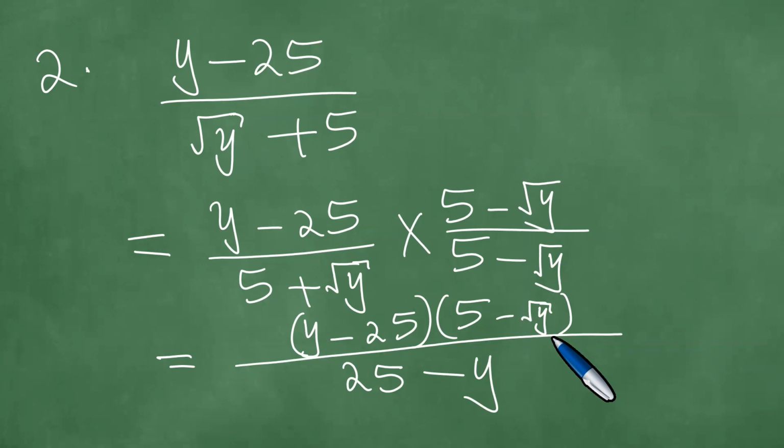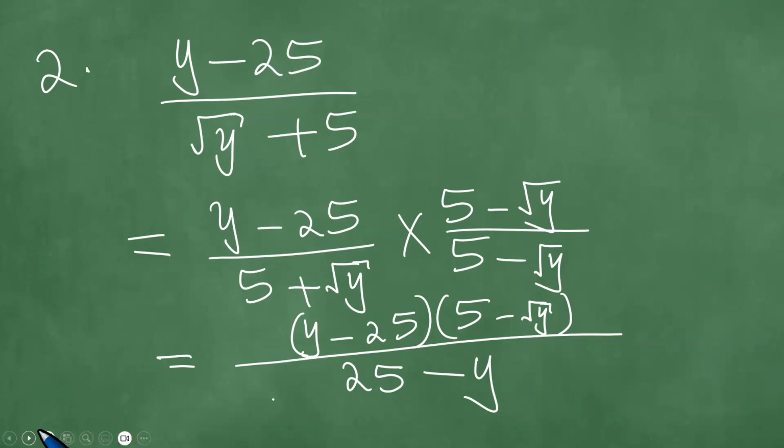Okay, so we have at this point, you have this. So you have y minus 25.